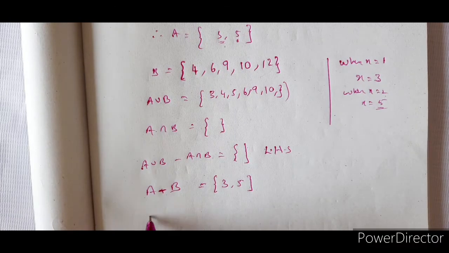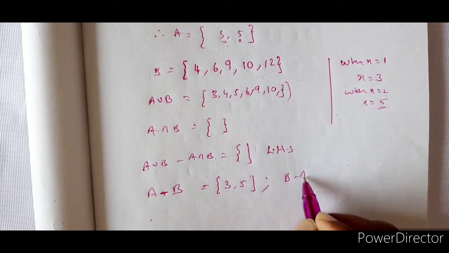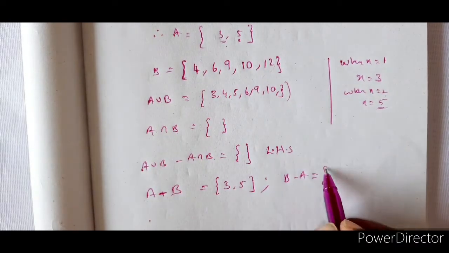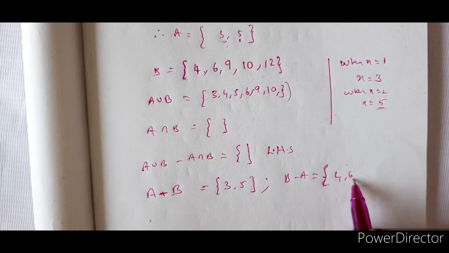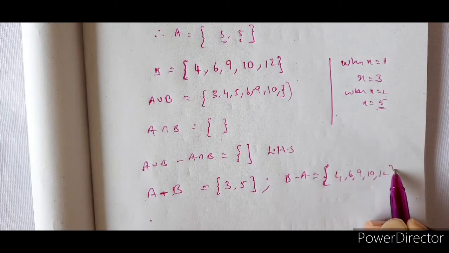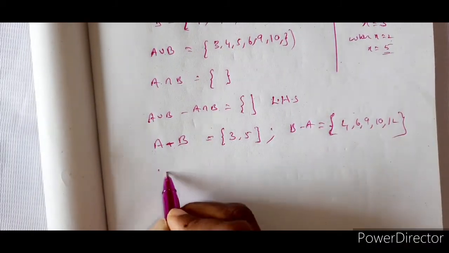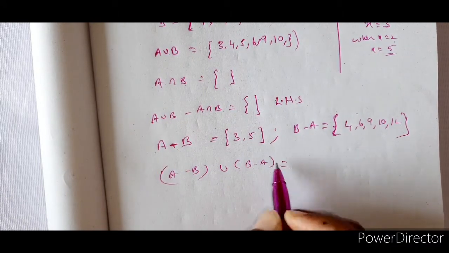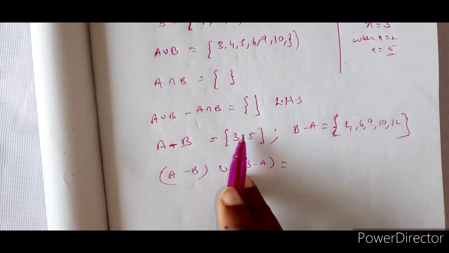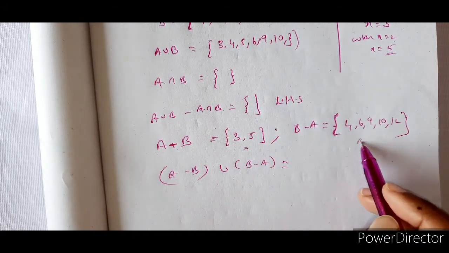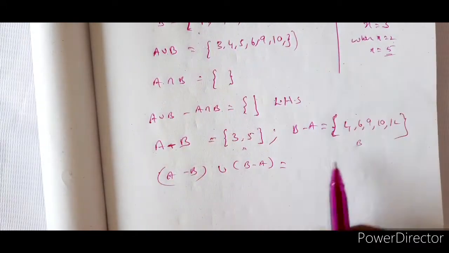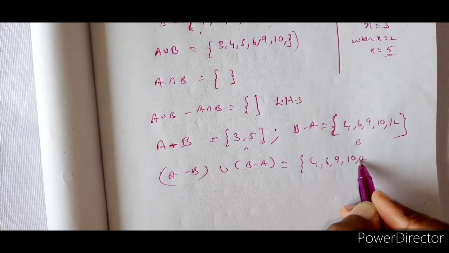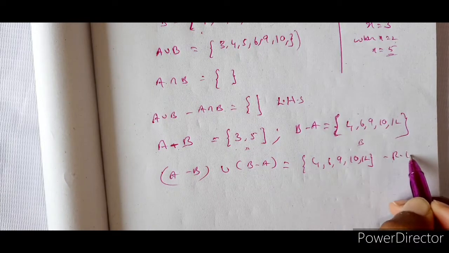Now B minus A, in a similar manner. From B you have to remove the common elements, that means only B is left over here: 4, 6, 9, 10, 12. Now the question here is A minus B union B minus A we have to determine, means union of these two. That means this itself is A, this itself is B, A union B only. So 3, 5, 4, 6, 9, 10, 12. So this is RHS.